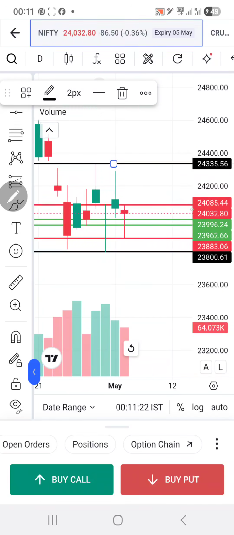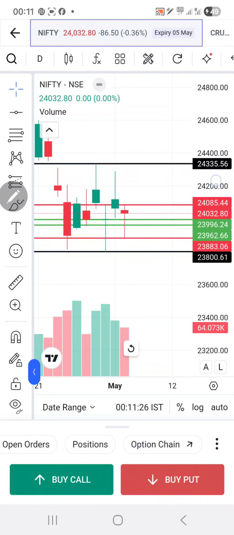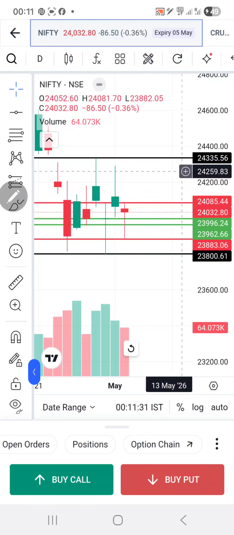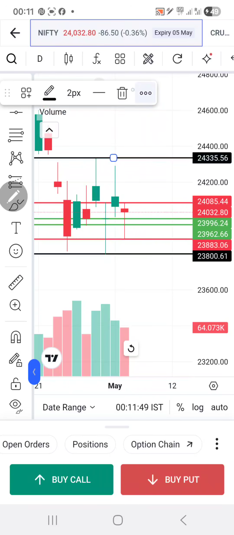So how can we plan for tomorrow's trade? It is the same as Sensex. It is best not to enter while the market is in this area, not to buy options, either call or put, or to sell options. What I think is it is better to wait for a clear trend.